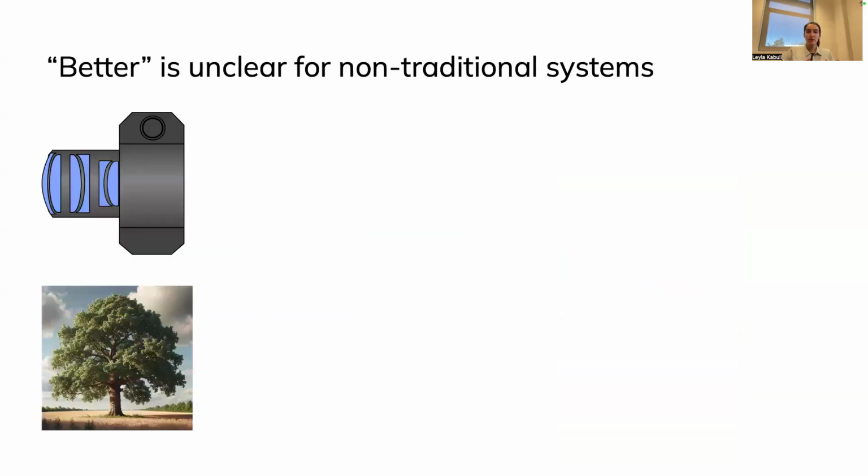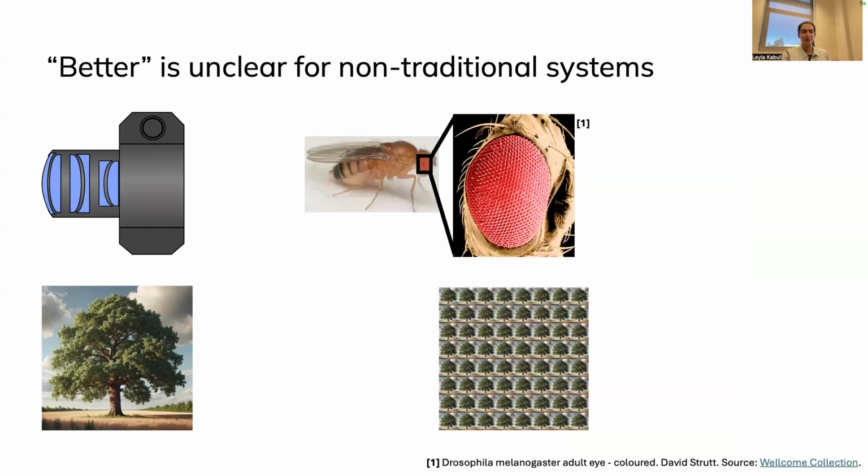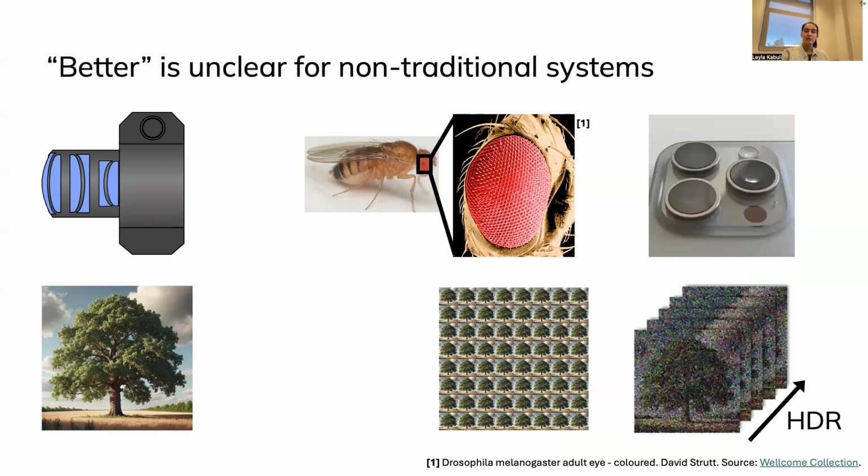So that means with mutual information, we have a strategy that's useful for understanding these traditional systems. We can capture the sharpness, resolution, and noise, but we can also think about these non-traditional systems that capture really different measurements. So compound eyes like a bug's eye or a light field camera, or burst photography that captures many images for high dynamic range. These are all systems where the trade-offs are much more complicated than just sharpness and noise.